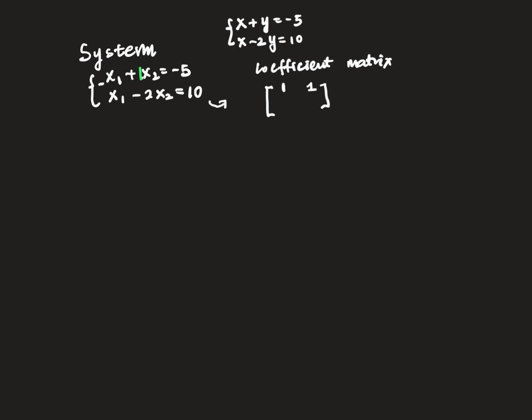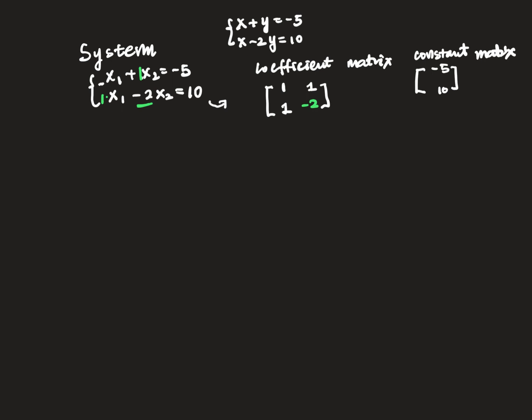Second equation, what is the number here? That's 1, so we're going to put the 1. What is here? -2. That's the -2. That's what we call the coefficient matrix. Okay? So here are -5 and 10, after the equal sign in the equations. That's going to be -5, 10. We call this the constant matrix.